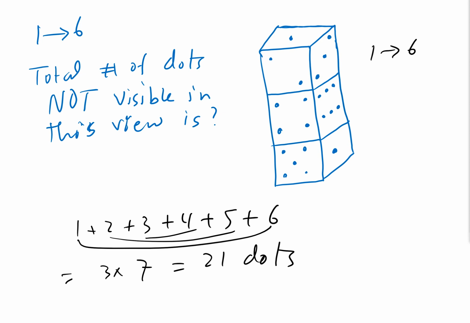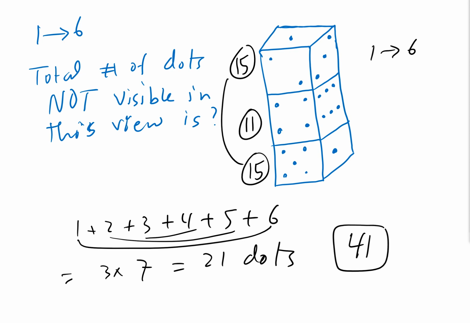21 dots. So how many dots are missing on the first one? I see 6, so 15 missing on the first one. Here I see 3, 4, 5, 6, 7, 8, 9, 10, so 11 missing. Here I see 1, 2, 3, 4, 5, 6, that means another 15 missing. So 15, 15, that's 30, plus 11 is 41. Anyone got 41 as an answer? I did. Okay, we have one who got 41.